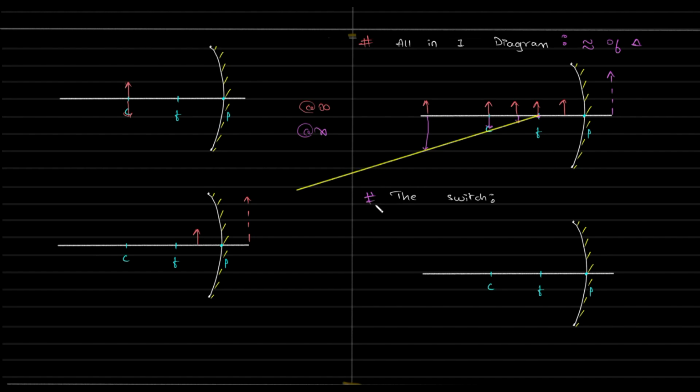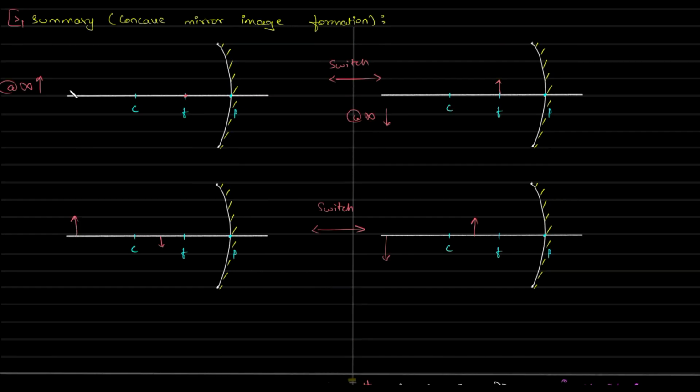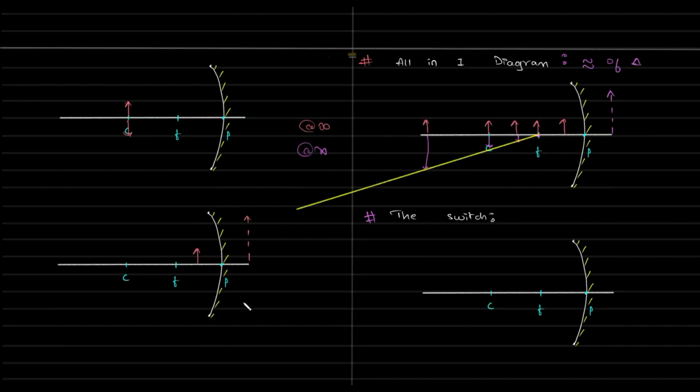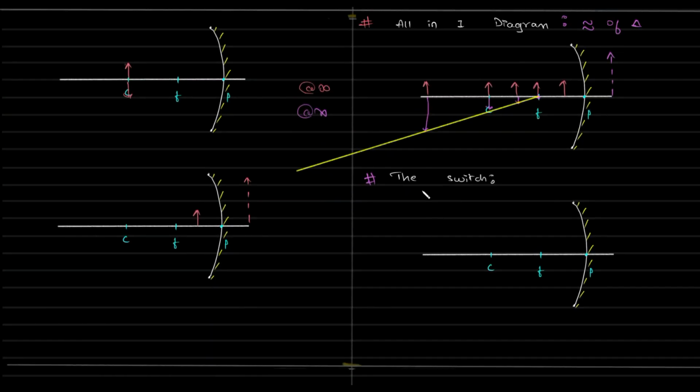So I spoke about the switch, right? That is, when I keep it at infinity, it is at focus. When I keep it at focus, it goes to infinity. Obviously, I can't show this because I can't go to infinity. We can do this though. What if I keep it before C, the object is between C and F, and vice versa, right? Here the object is bigger, here the image is bigger. So we can see the switch, right? So let me show the switch.